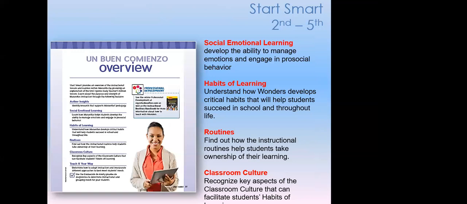So start smart in grades 2 through 5. Un buen comienzo. What is the purpose of start smart? Just like it is in Wonders, right? Establishing social emotional learning skills and how the social emotional learning skills are going to be taught. What are the tools that you'll be utilizing in order to engage students in that pro-social emotional behavior? We're also going to launch habits of learning. These habits of learning are going to come through these I statements. So every unit, you're going to have an I statement that you're going to revisit throughout the unit. That is going to establish good habits of learning that's going to help students succeed, not only in school, but throughout life.